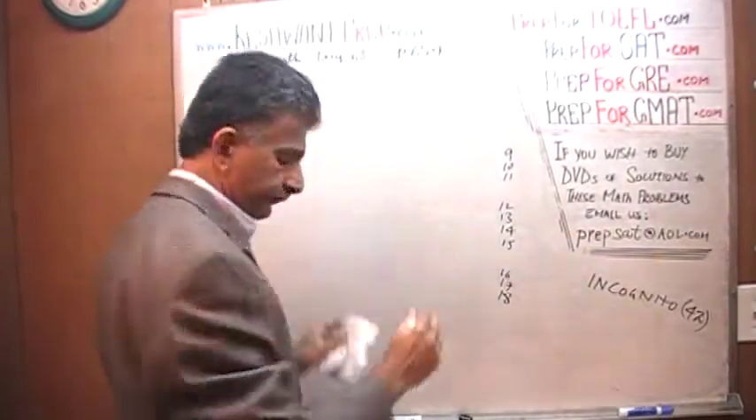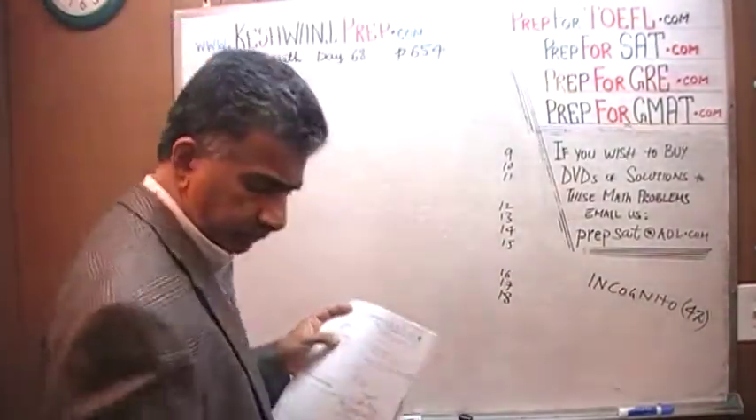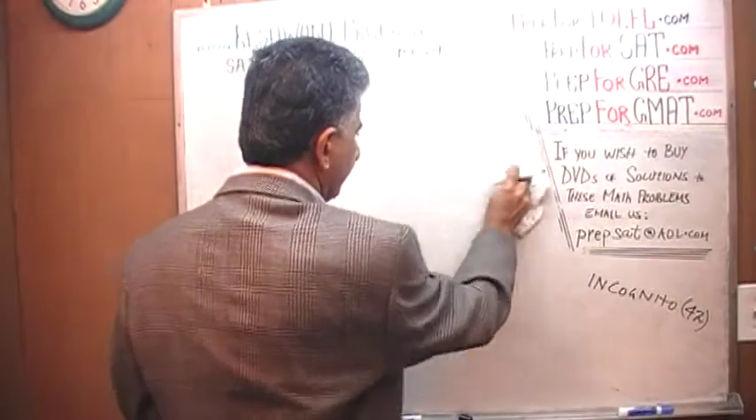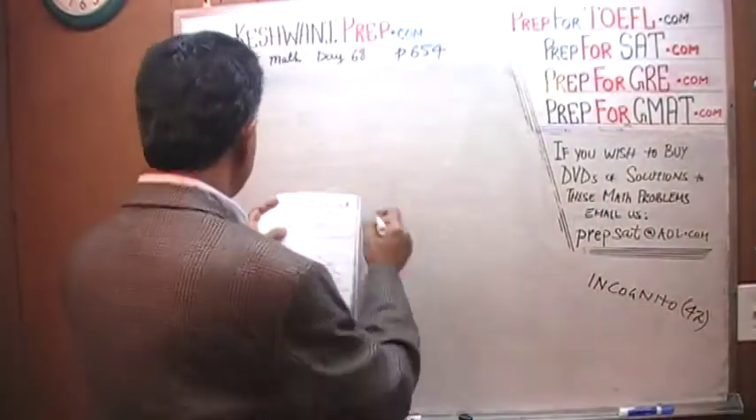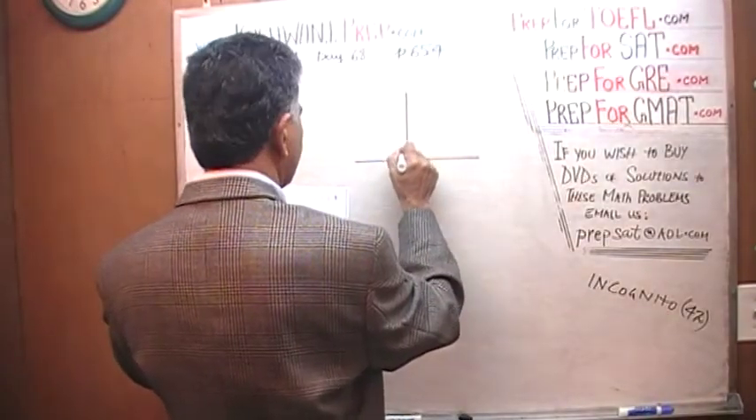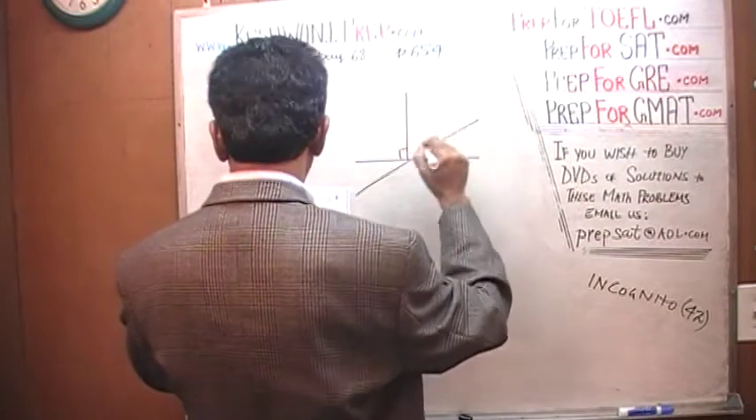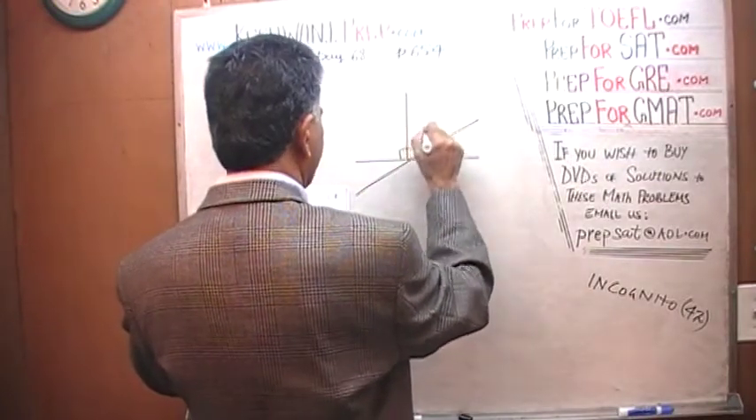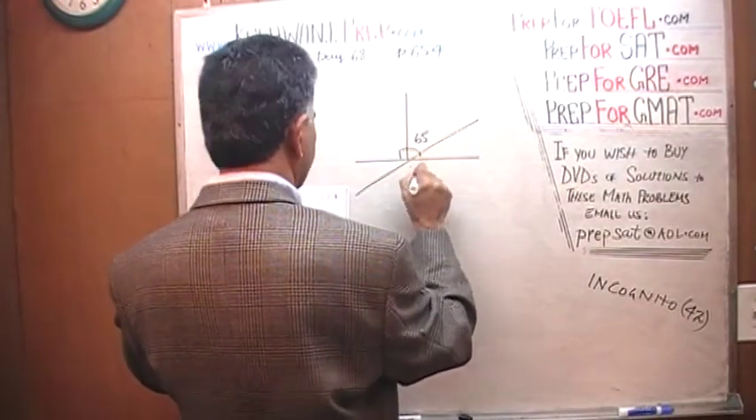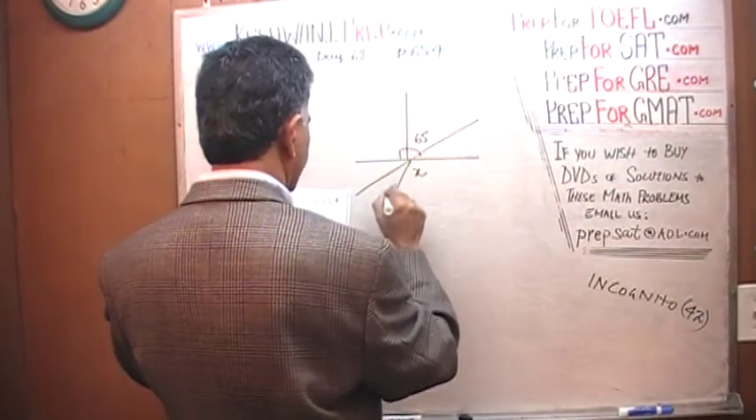Number 11 is on the next page, 654. We're given, I'm going to erase this part here, it's annoying, it's in the way. We're given this picture here. This is 90 degrees, we are told. We have a line that goes like this. We are told that this is 65 degrees. This is x degrees, and there's another angle which is 20 degrees.